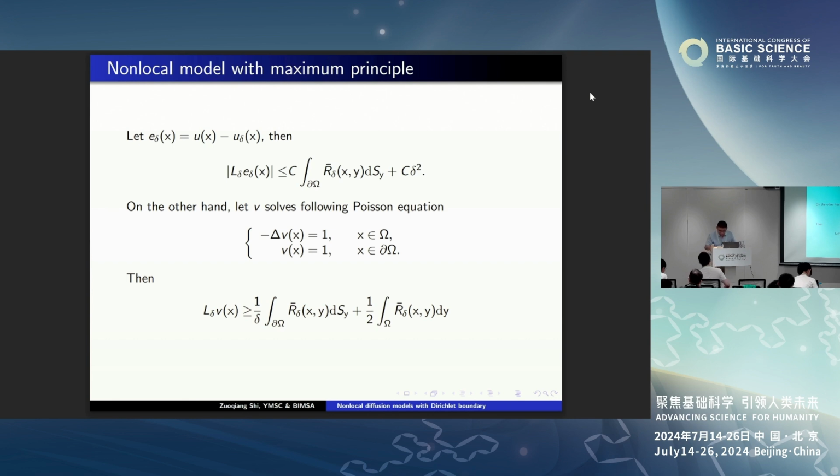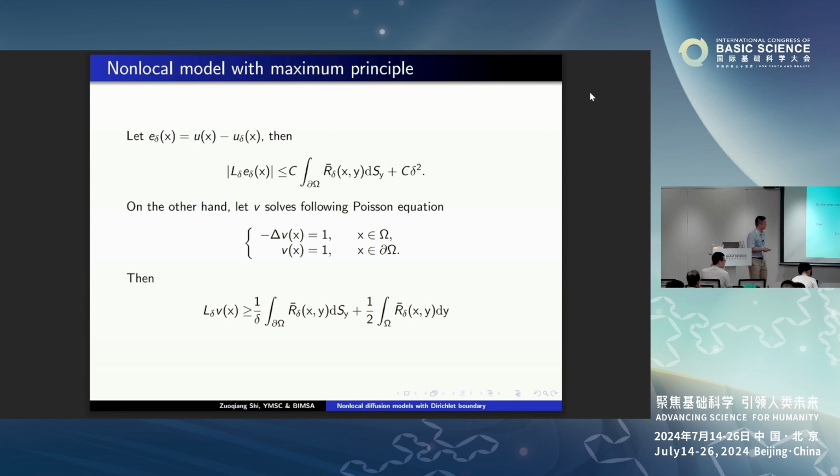Let's just give a very brief sketch of that proof. Denote by E delta the error, where U delta is the solution of the non-local model and U is the solution of the original Poisson equation. We can show that L delta E delta is bounded by this term, by some local truncation error analysis. On the other hand, if we choose V as the solution of this problem, we can show that L delta V is greater than this term.